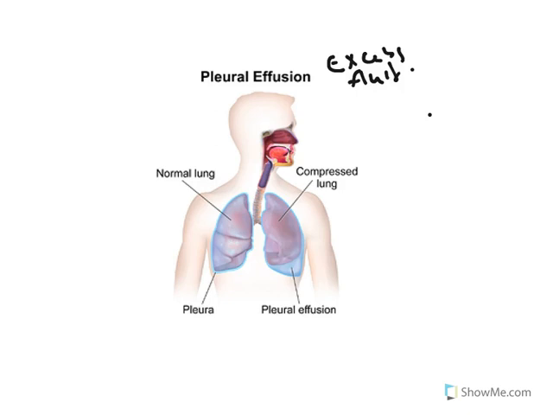As you can see, this is a normal pleural cavity, and here we have a pleural effusion. So you have excess fluid in the pleural cavity. This will push the lung, take space from the lung, and compress it. What will cause excess fluid to accumulate in the pleural cavity?